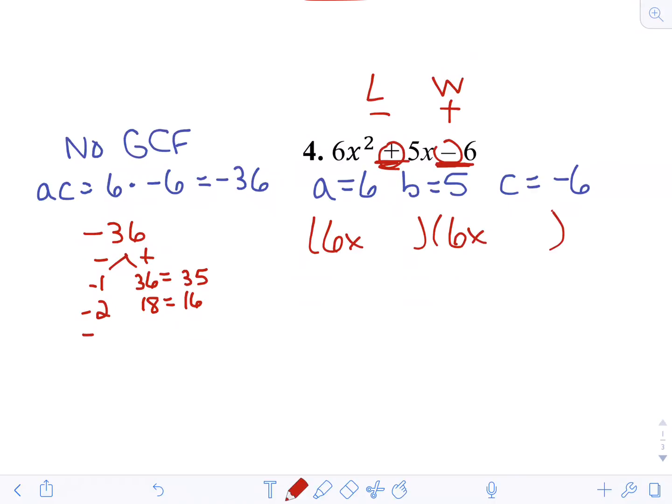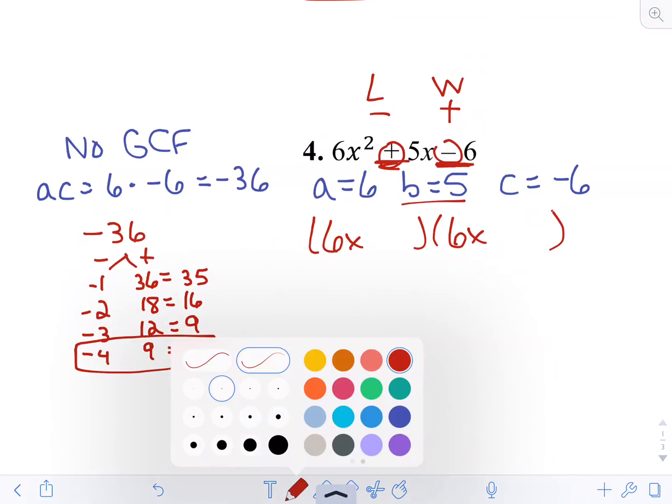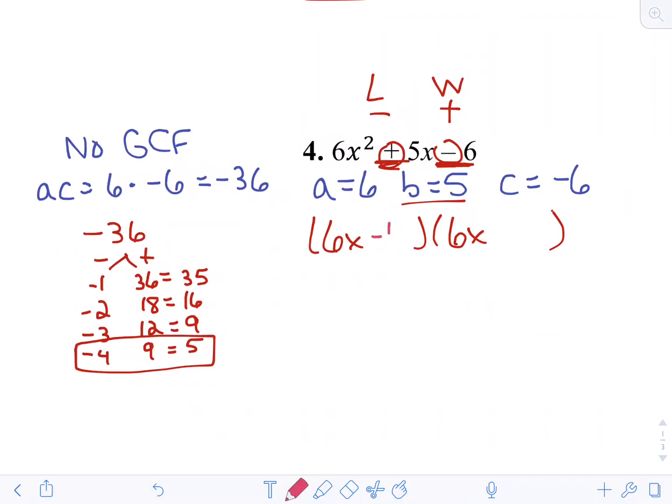Okay, we can do negative 3 and 12. Add those up. Negative 3 and 12 will give me 9. That's not what I want. And let's do negative 4 and 9. Negative 4 and 9 would give me a positive 5. And that's what I want because my B is equal to 5 right here. So my numbers I'm going to put in are minus 4 and plus 9.